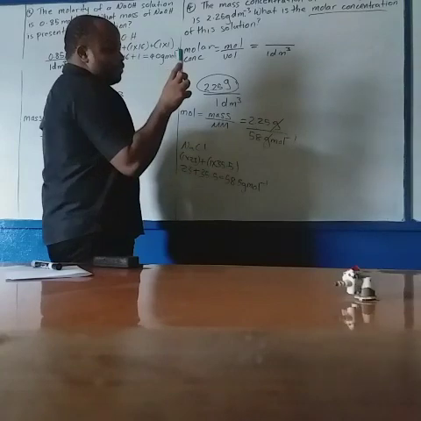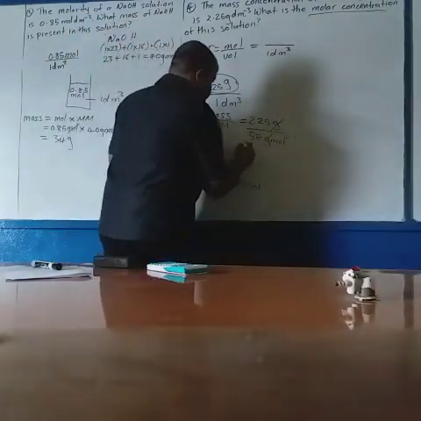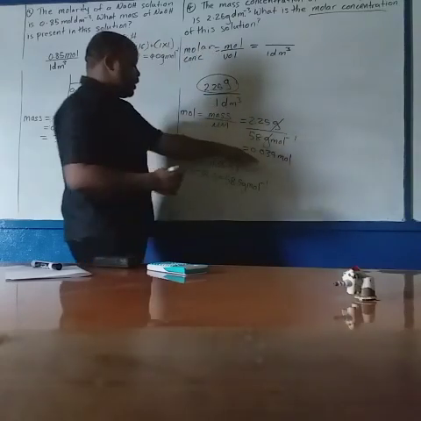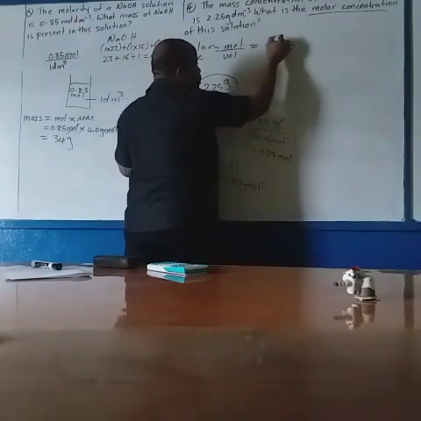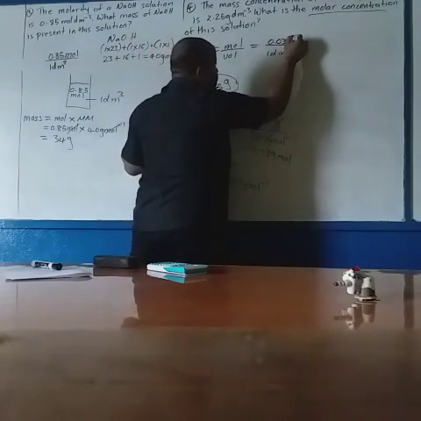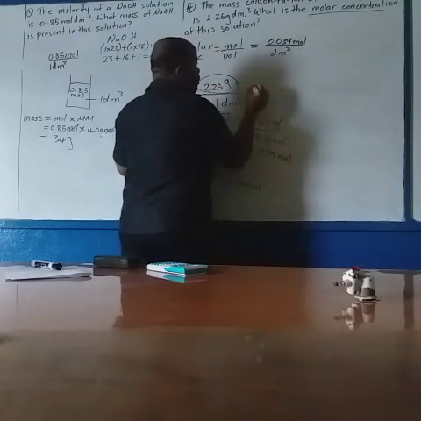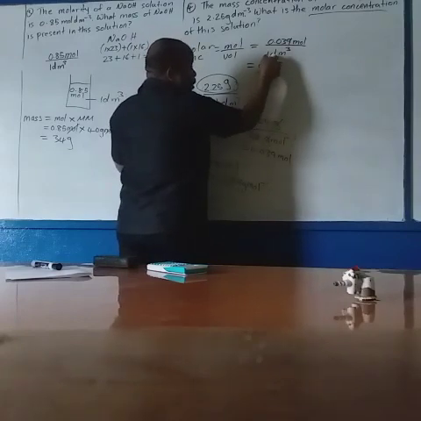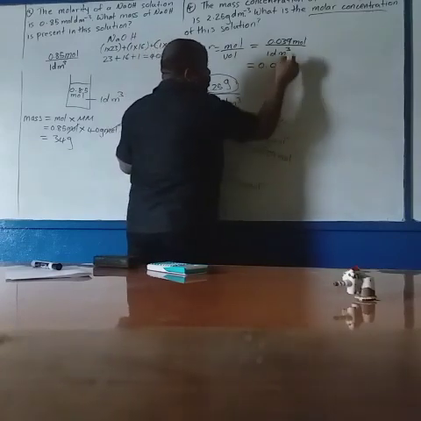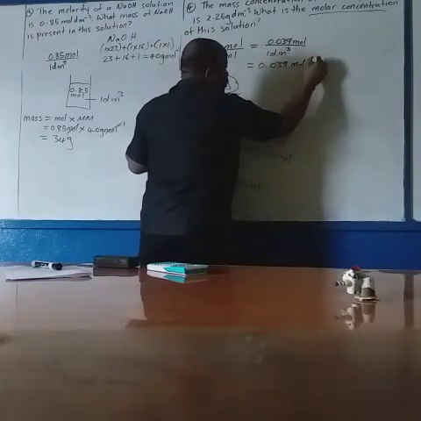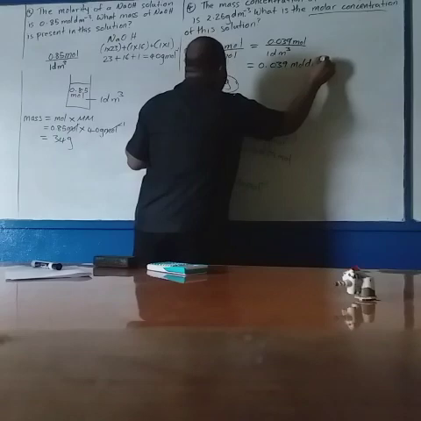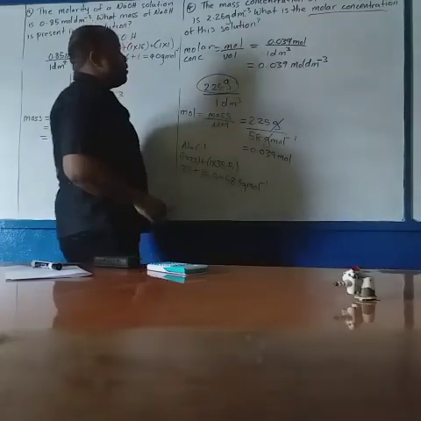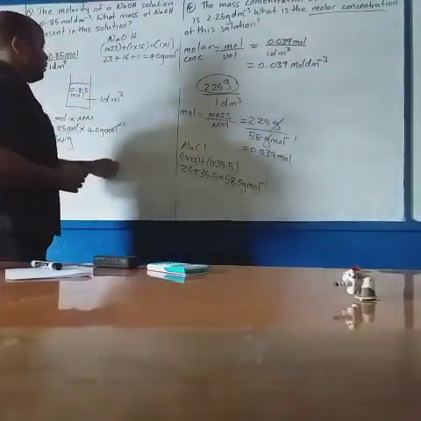Zero point 0.039. So this is the moles. So we can come back up here now, 0.039 moles. And because we are divided by 1, the answer still is the same, but not the unit. 0.039, not moles, it is moles per dm cube, because we are finding the molar concentration. So that's it. Let me check.